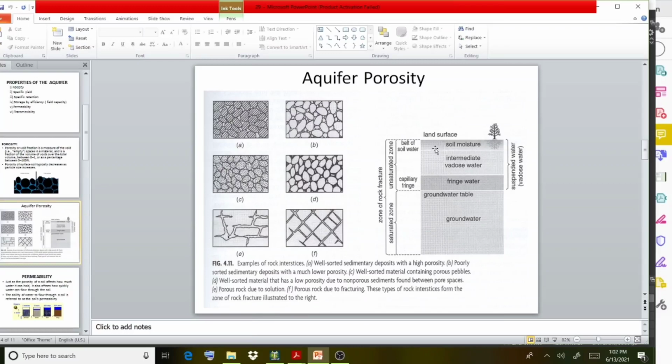We already discussed in the last section the vertical distribution of groundwater, regarding the saturated and unsaturated zones and how the different zones are defined. So this is the condition of aquifer porosity, as mentioned here.